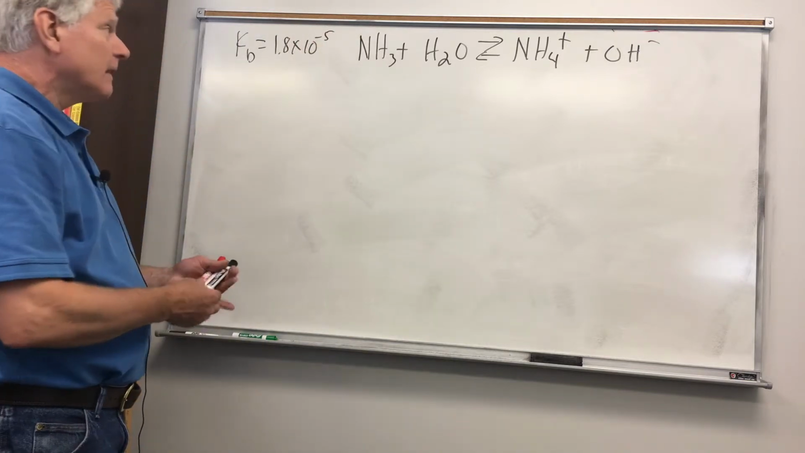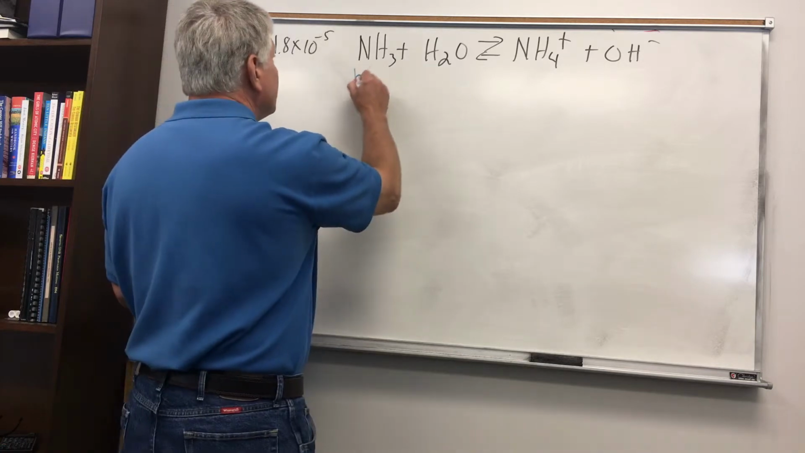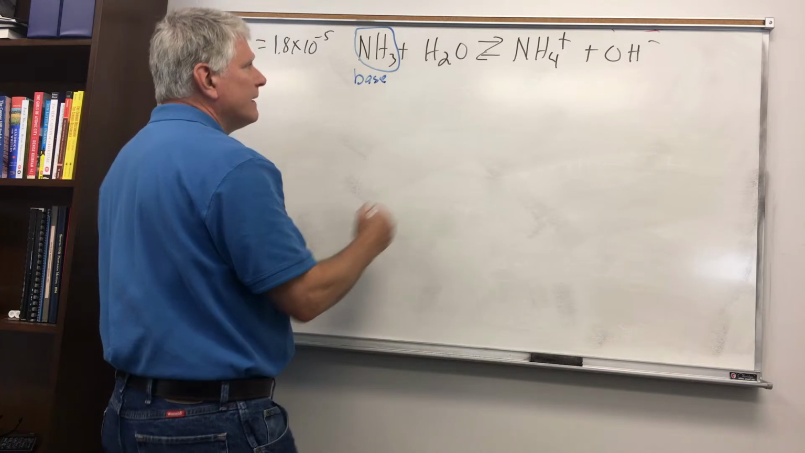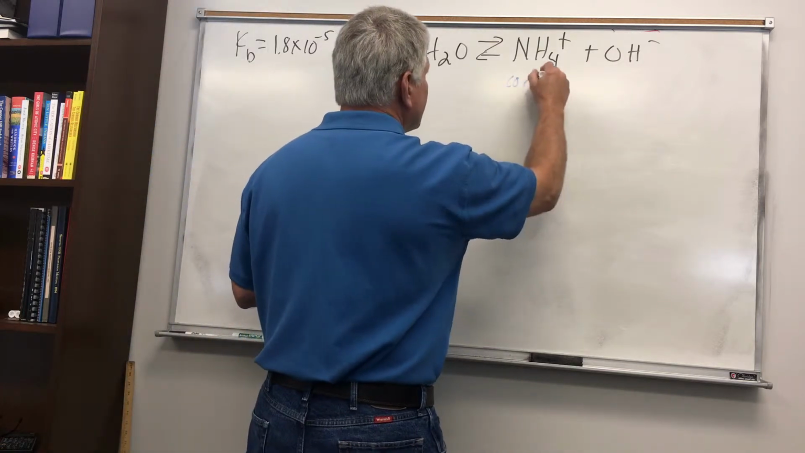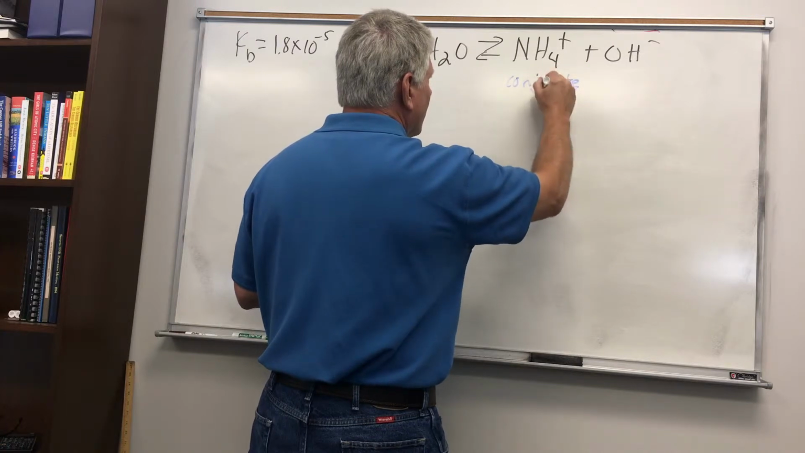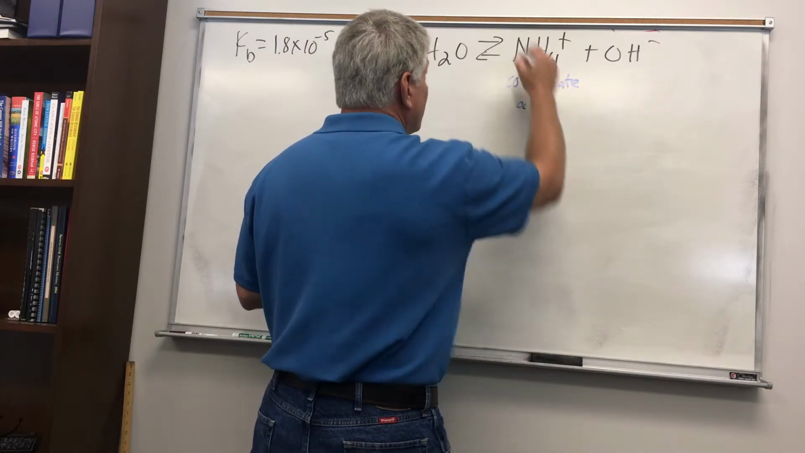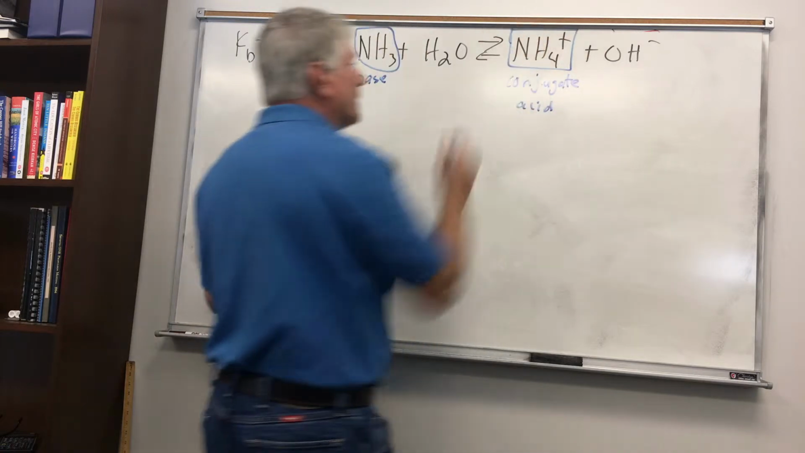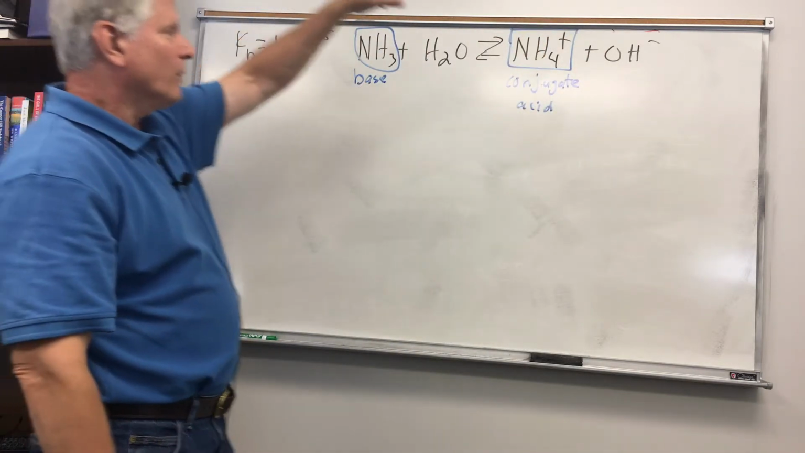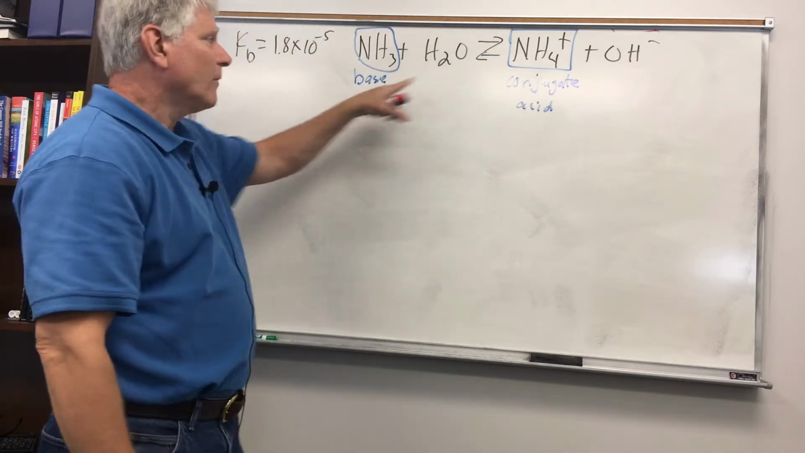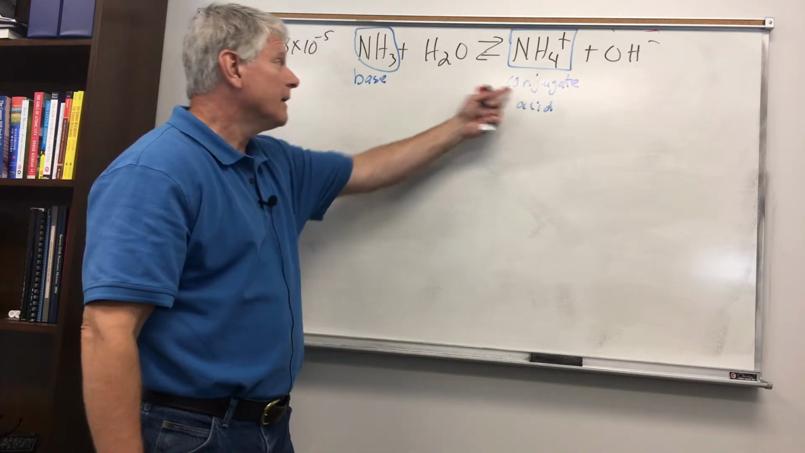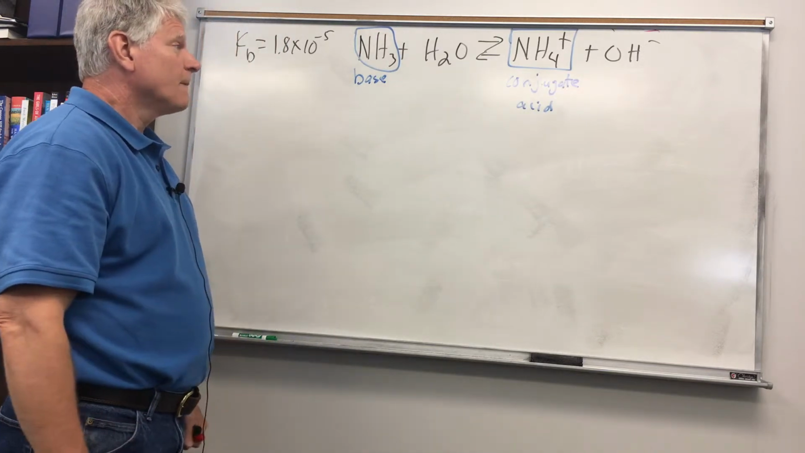So for my nomenclature, I have a base, which is ammonia, right here, and I have its conjugate acid, which is NH4 plus. So I have a base reacting with water, and it forms a conjugate acid. So there's always acid-base pairs, conjugate pairs, formed with the reaction in water.